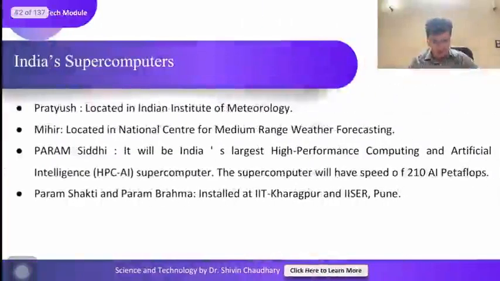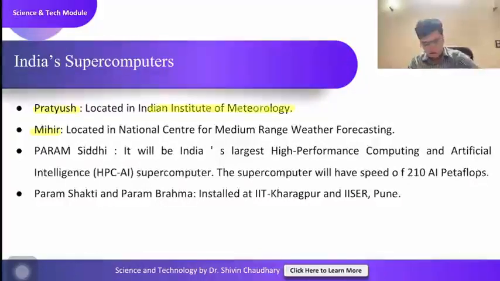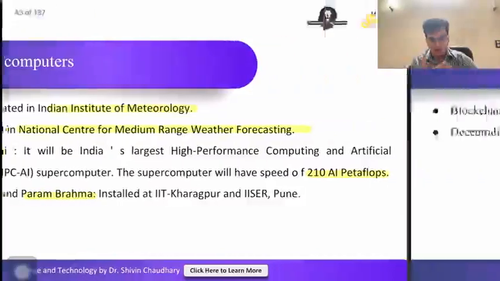Okay. What are some other Indian supercomputers? There is Pratyush, there is Mihir. This is at the Indian Institute of Meteorology. This is at the National Center of Medium Range Weather Forecasting. Then there is Param Siddhi, right? And this will be India's fastest supercomputer at 210 petaflops. Then there is Param Shakti, Param Brahma. Again, details are not that important. Just you know that Param is for supercomputer and what a supercomputer does.